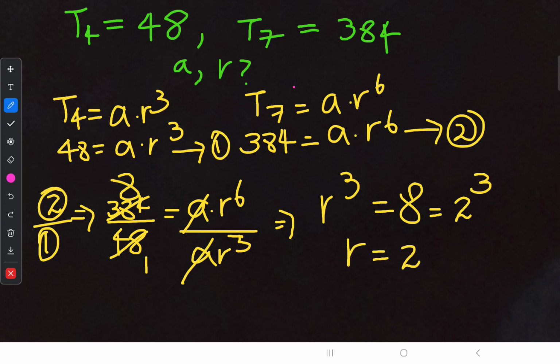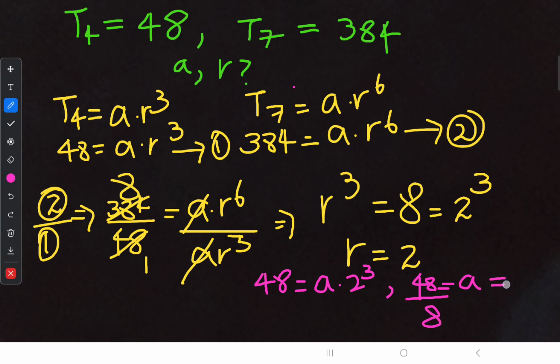Okay, then we will substitute this R value in the first formula. 48 equals A into R to the power of 3, and R means 2 to the power of 3. So our A should be 48 divided by 2 to the power of 3, which means 8. So A equals 6. A equals 6, R equals 2. That is the answer for this question.